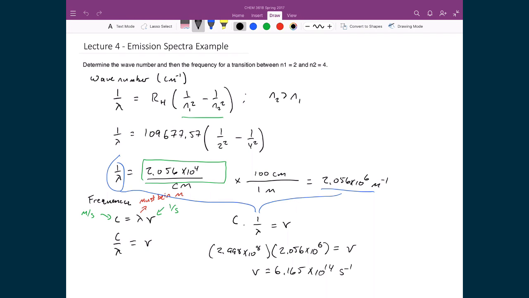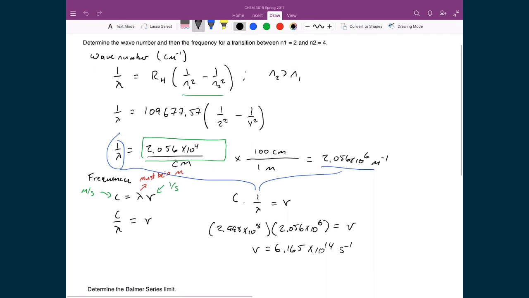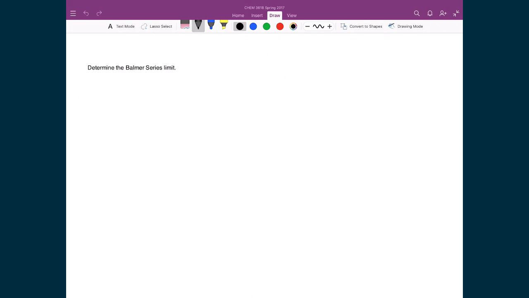So now let's try the second problem that I want to try here. And this problem is simply stated as: determine the Balmer series limit. And what I mean by this is, what is the highest energy photon that's associated with a transition that involves n1 equal to 2? So what is the photon that's related to that?